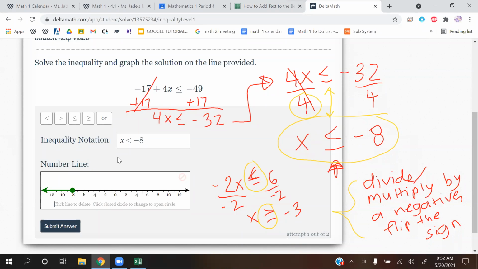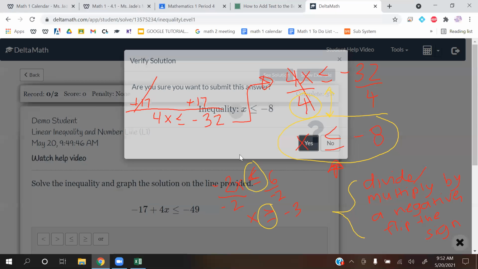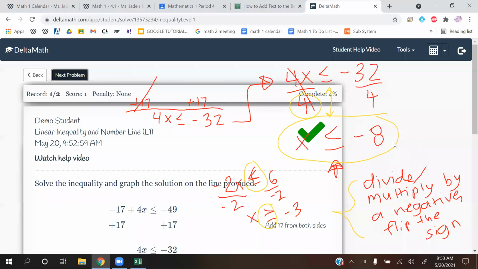Less is left. And then finally, I like that this is a closed circle because this is less than or equal to. So that underline over here tells me I want a closed circle. Closed circle, open, open, open, open, close, close. Any questions? Okay, and then clear all that.